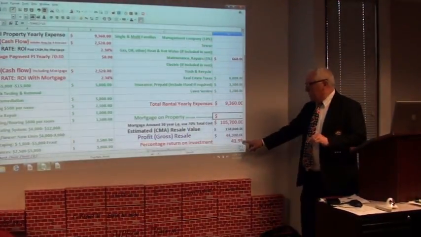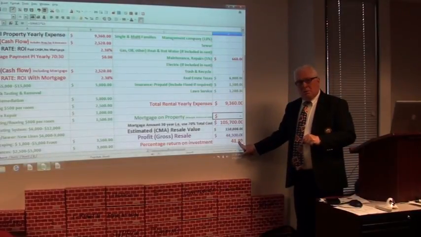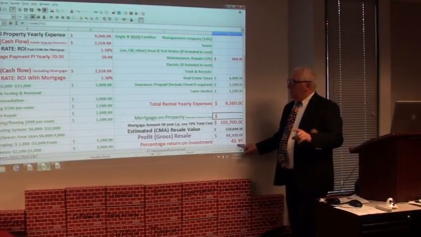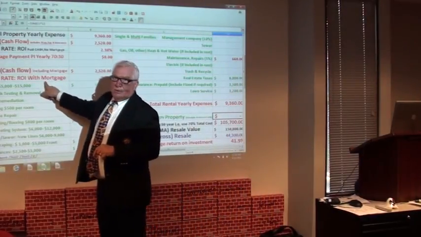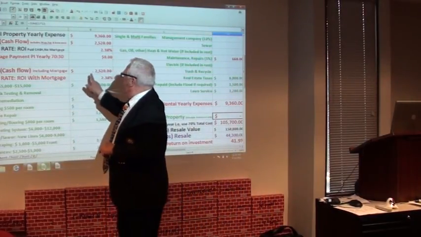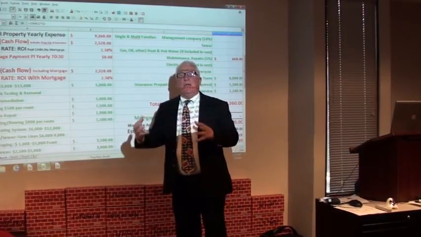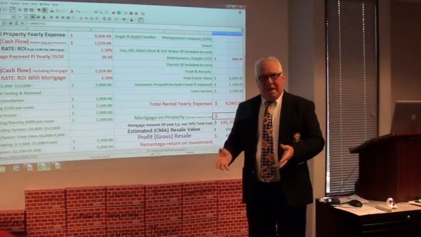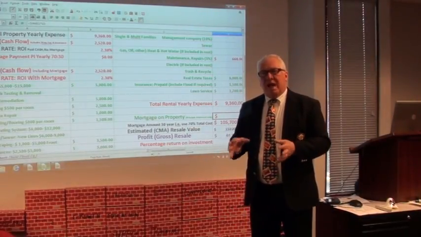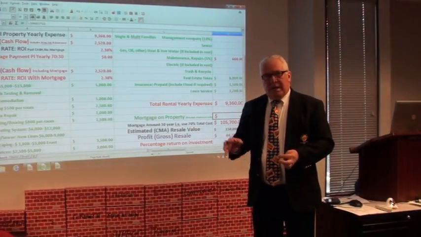No, this is not an ROI. What you're talking about up here, the cap rate and the rate of return on investment, is what you're going to get if you keep the property, if you're the owner of the property and rent it out. That's what that's referring to.